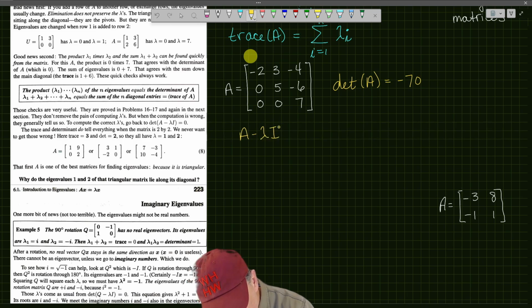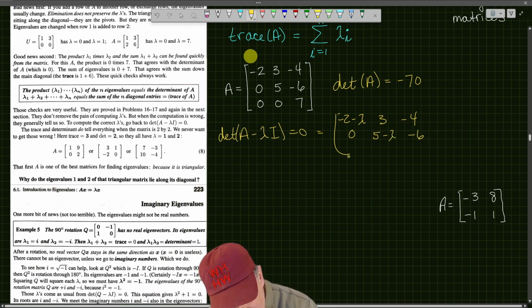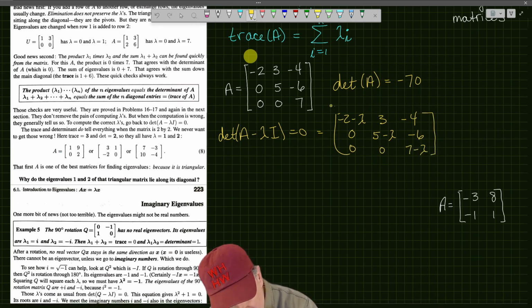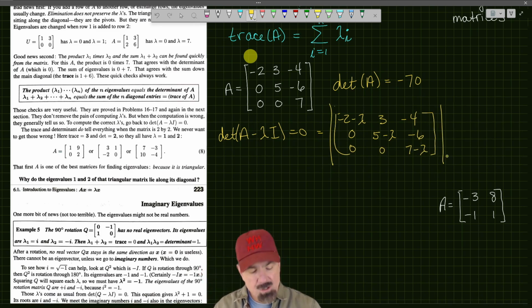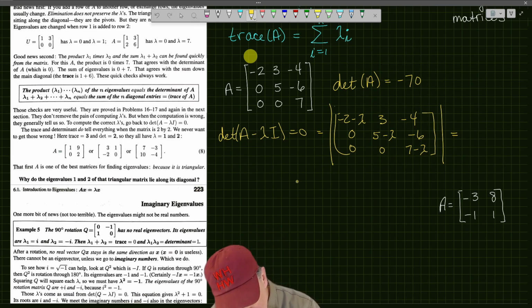A minus lambda I, we're going to take this determinant, we're going to set that equal to 0. Let me just write out what this would be. Negative 2 minus lambda, 3, negative 4, 0, 5 minus lambda, negative 6, and then 0, 0, 7 minus lambda. And we want the determinant of this. The determinant of this matrix is the product of the elements along the diagonal. So the determinant is just negative 2 minus lambda, 5 minus lambda, 7 minus lambda. And that's equal to 0.